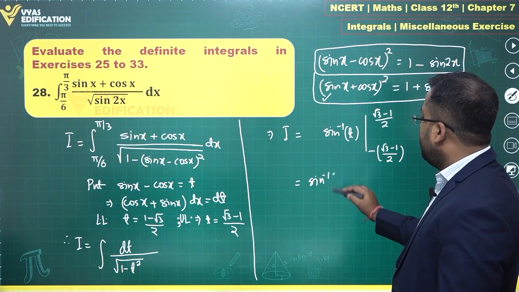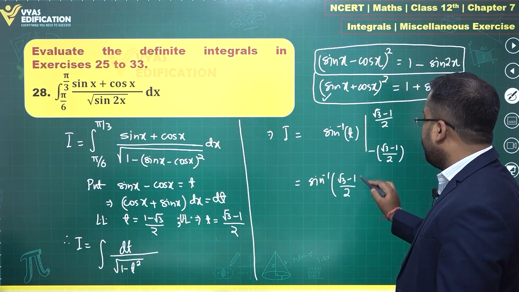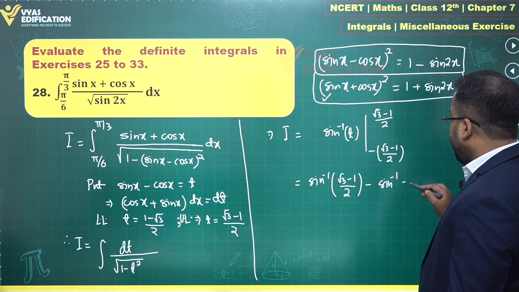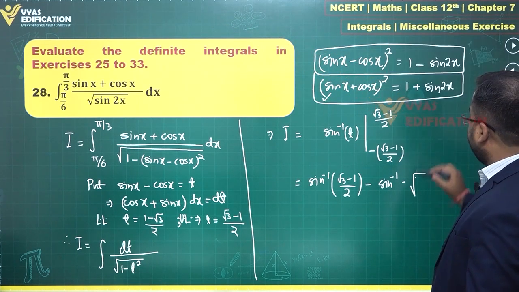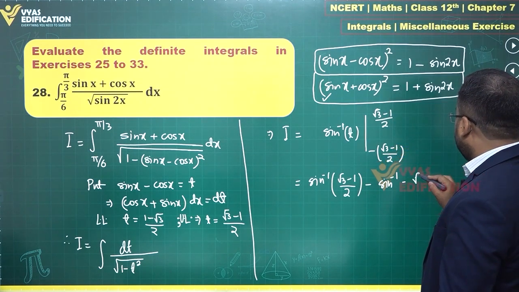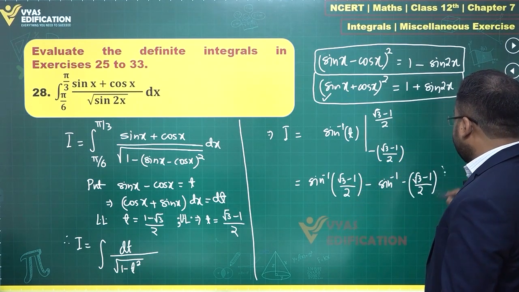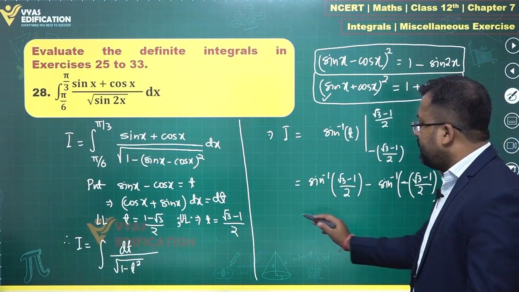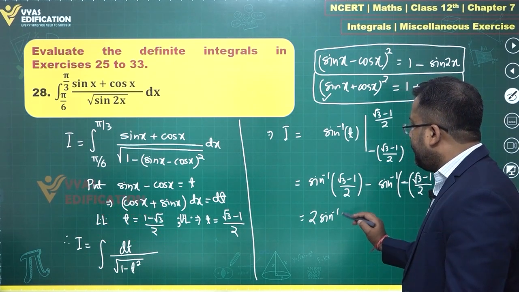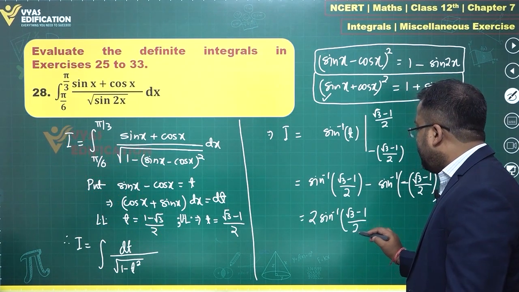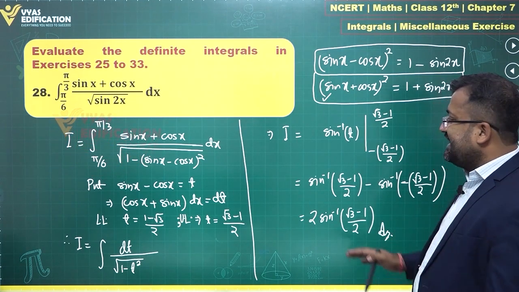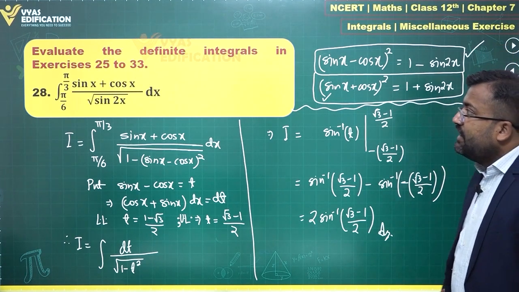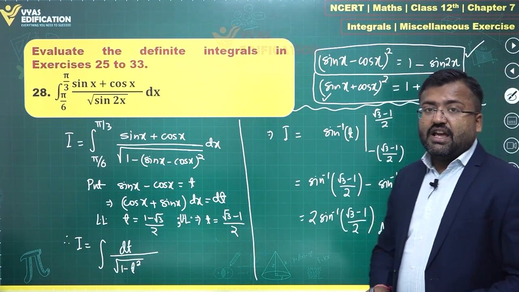Sin inverse of root 3 minus 1 upon 2, minus sin inverse of minus of this expression, root 3 minus 1 upon 2. And this minus can come out common. What you get is sin inverse root 3 minus 1 by 2 plus sin inverse root 3 minus 1 by 2, which is 2 times sin inverse root 3 minus 1 by 2. And yes, we'll have to leave the answer at this stage. That is my final answer for this question. That's all in this 28th question, as you can see over here.